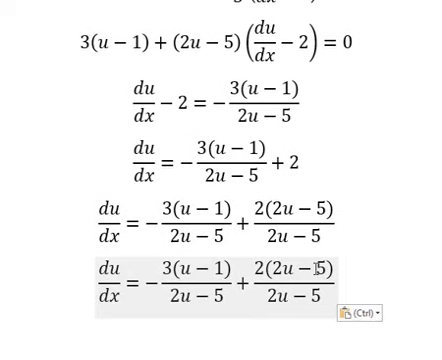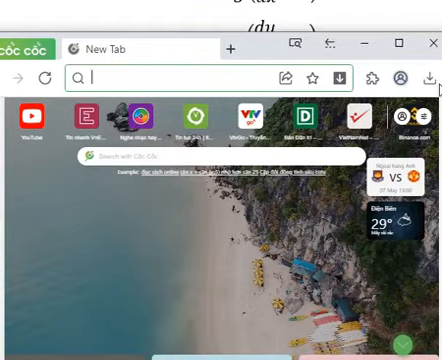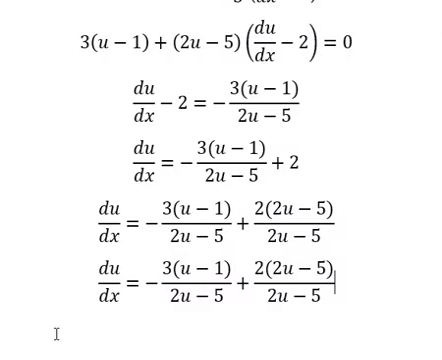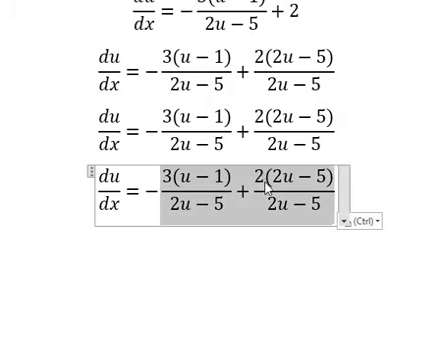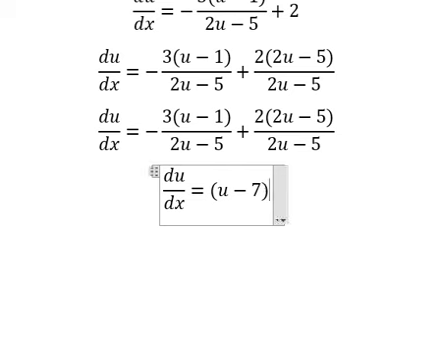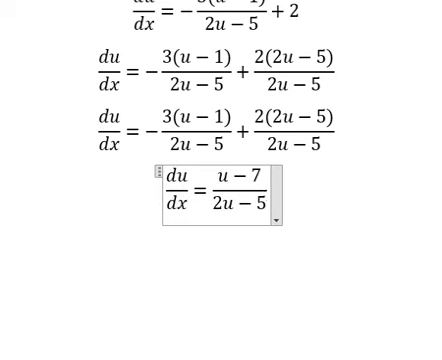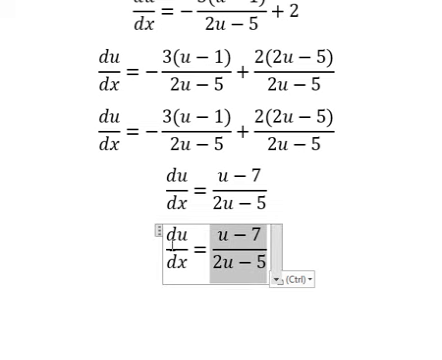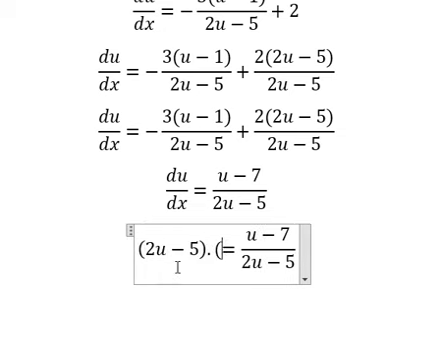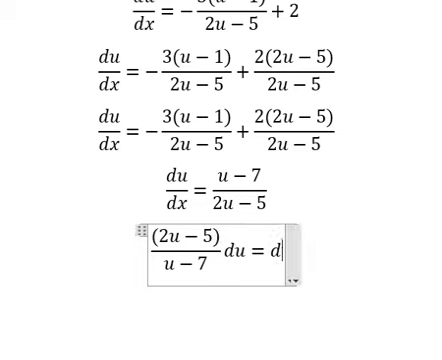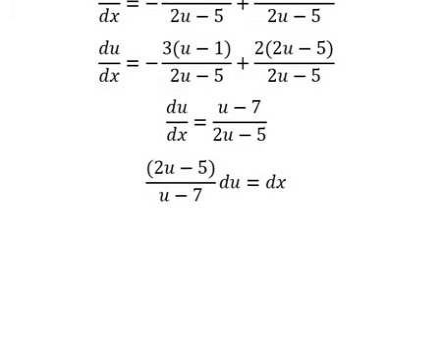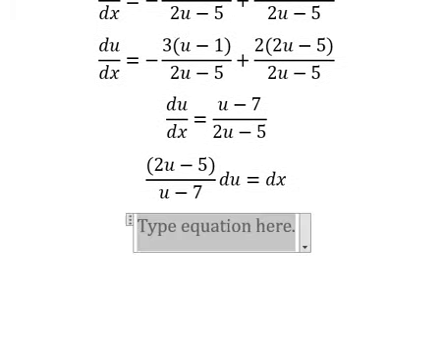Now we need to simplify this one. Oh, we have u minus 7 in here. So I will put this one to the left, dx to the right. Next, we put the integration for both sides.